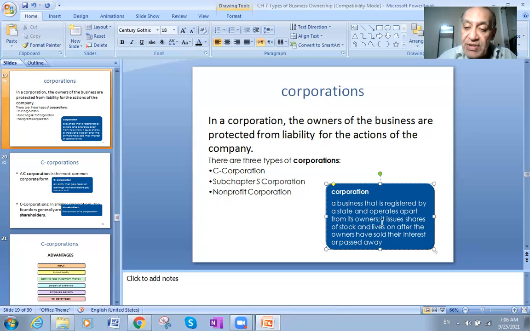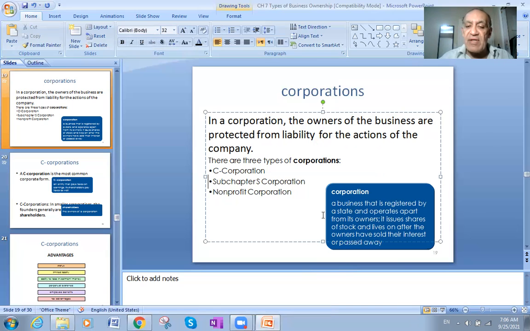It issues shares, like I told you, of stocks, and lives on even after the owners have sold their interest or passed away. So even if the owners of the stocks pass away, no problem. Shares can be transferred to another person. So here also, we avoid the problem of the death of the owner, like it was in the sole proprietorship. When we talked about the sole proprietor, I said the death of the owner will dissolve the business.